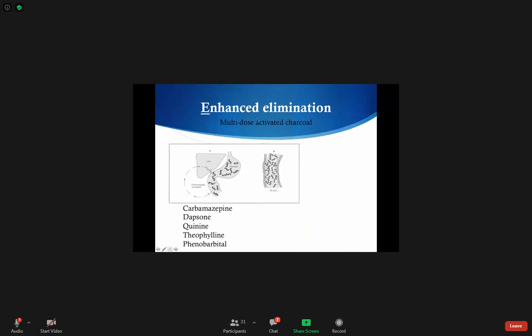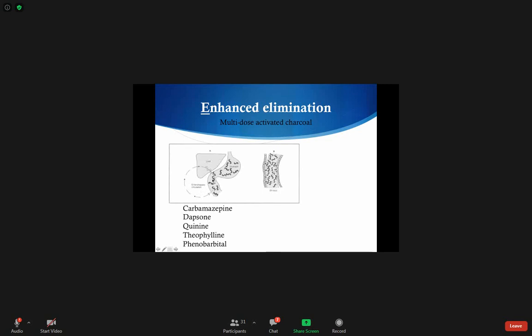Sometimes we use more than 1 dose of activated charcoal. This is very uncommon. It's only for these drugs that have extensive enterohepatic circulation, because the drug gets absorbed, goes to the liver, and is secreted from the liver to the gut again, enterohepatic recirculation. So you try giving another dose of activated charcoal so that you catch the drug.